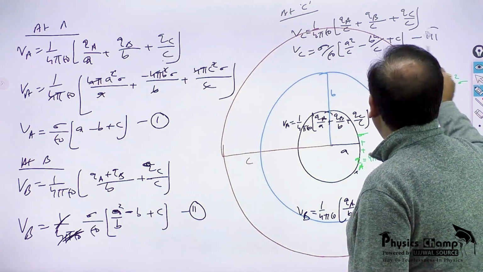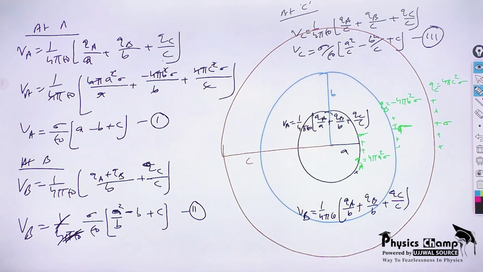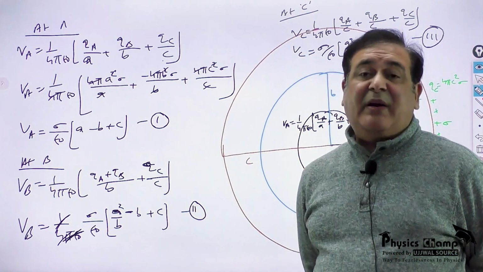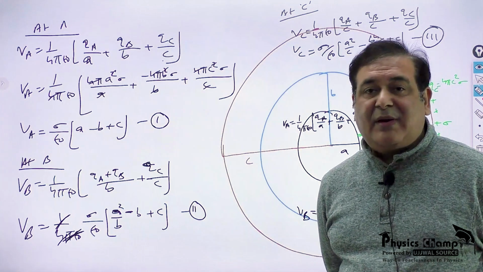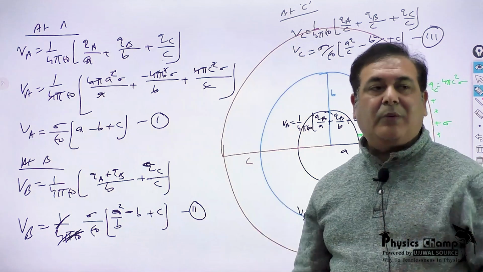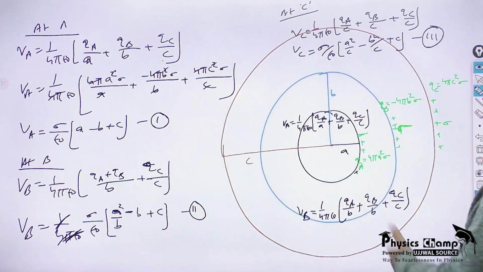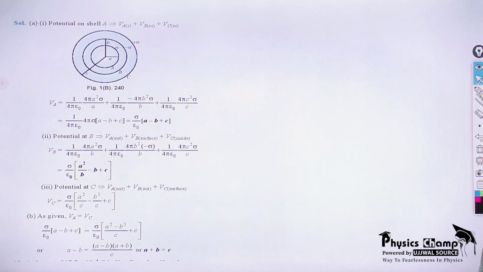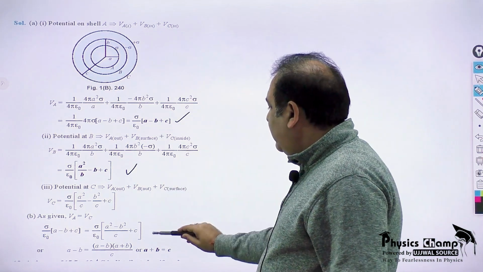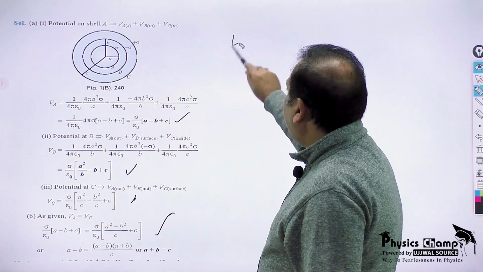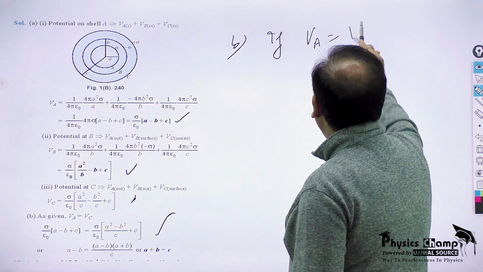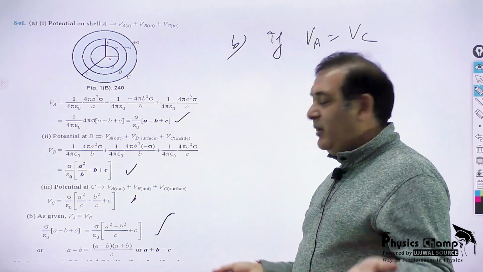So you have got three equations. I am sure you enjoyed. The concept must be internalized now. You must have a clear understanding of how the potential moves from out to in or in to out. Now here the final result is potential at A, potential at B, and potential at C. Now in the B part of the question we have said, if VA is equal to VC, then what is the relation between A and B?